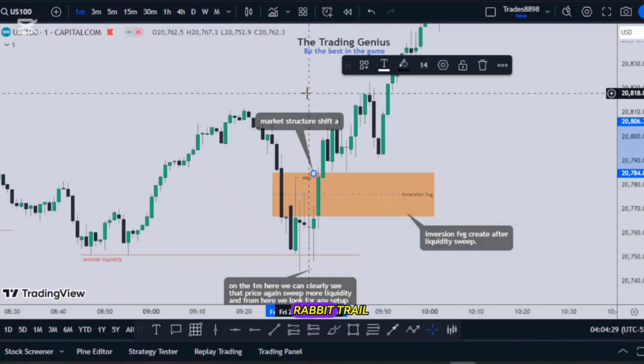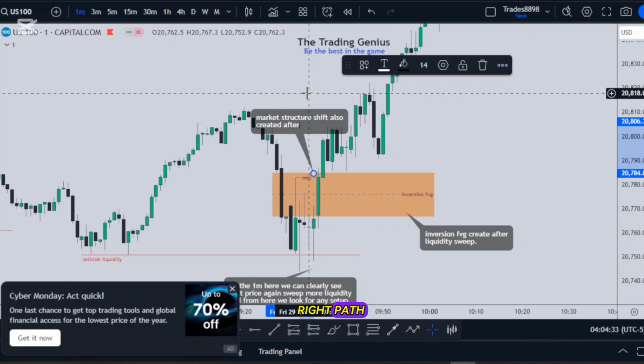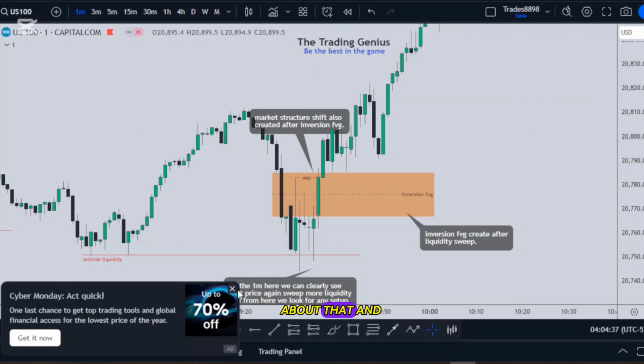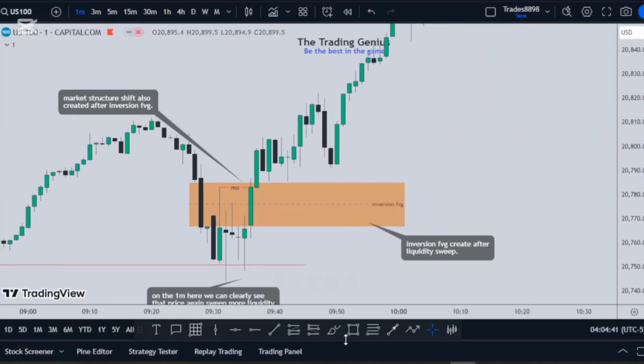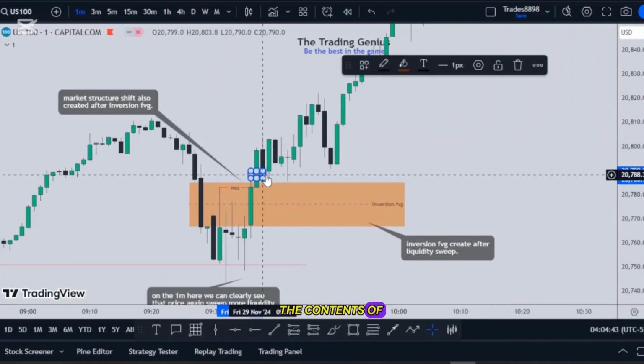I'm on a really long rabbit trail. I've got to check my notes here, make sure I'm on the right path. So, we talked about that and talked about the model, and the content that I've already released.